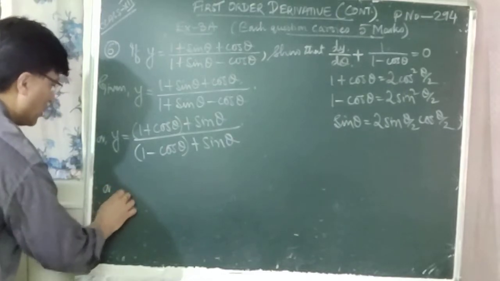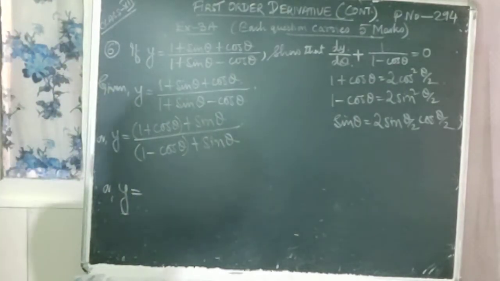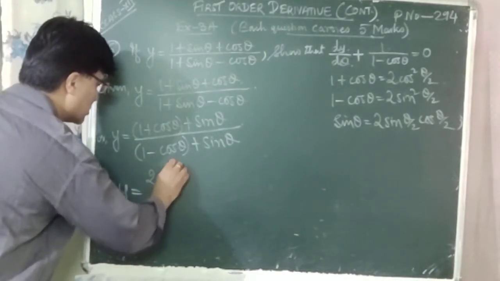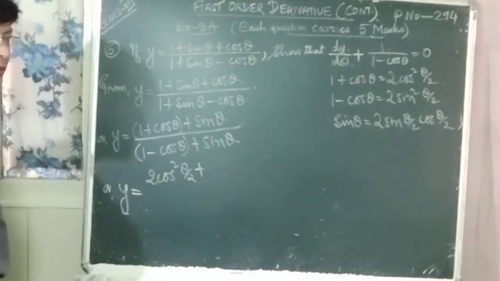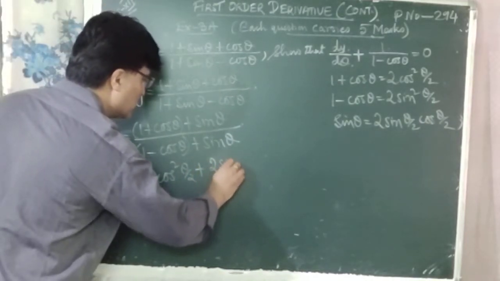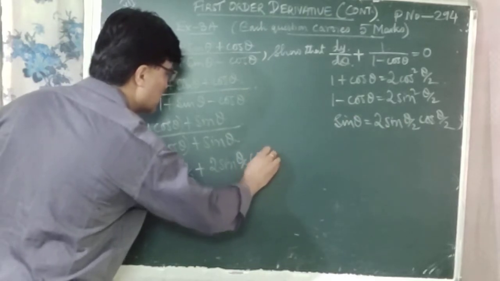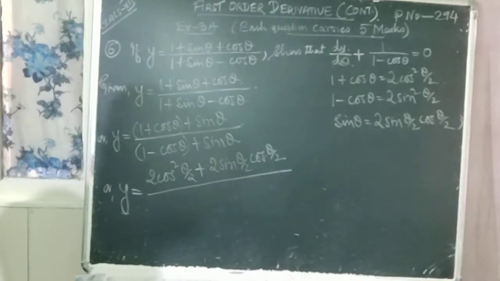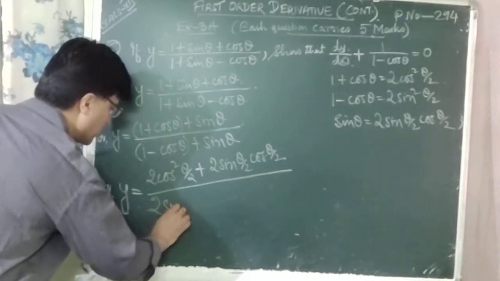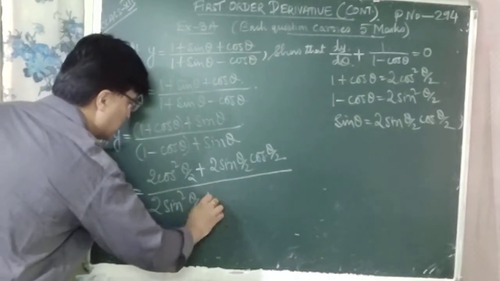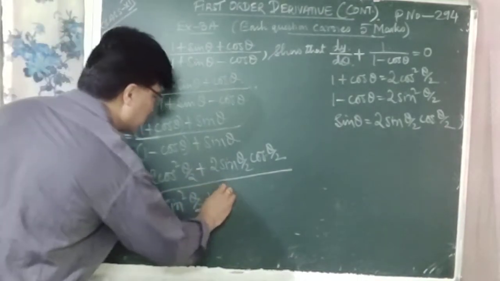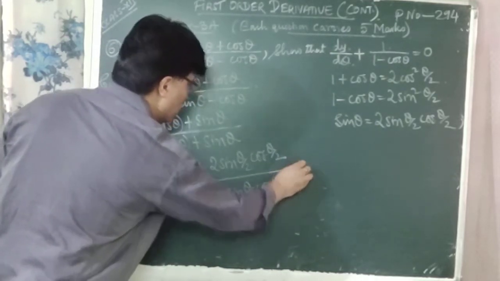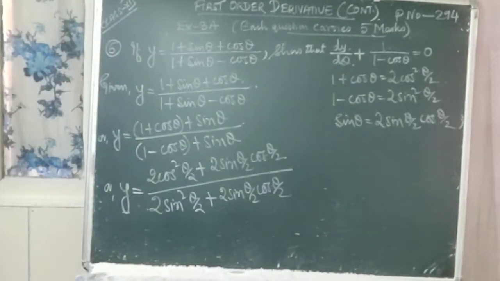Okay? Or y is equal to, let us use the formula now. We have just written out there 1 plus cos theta. What is 1 plus cos theta? It is 2 cos square theta by 2 plus, what is sine theta? It is 2 sine theta by 2 cos theta by 2. This whole divided by, what is 1 minus cos theta? It is 2 sine square theta by 2 plus, what is the formula for sine theta? It is 2 sine theta by 2 cos theta by 2. Is that clear now?